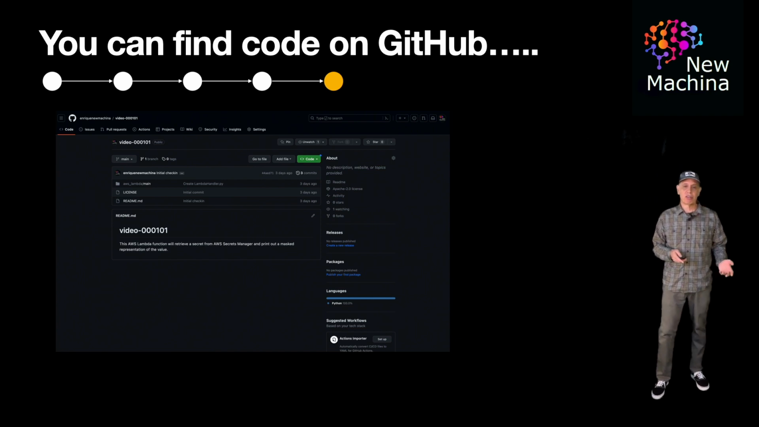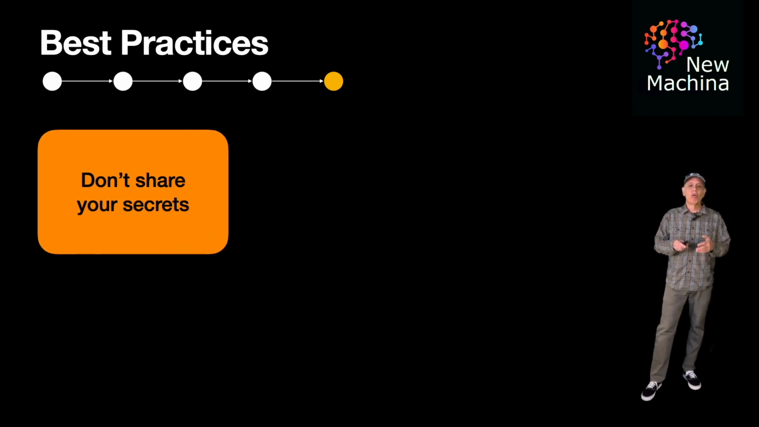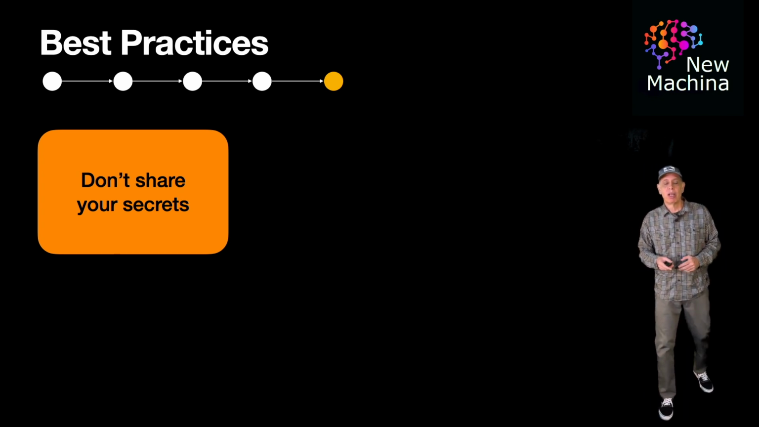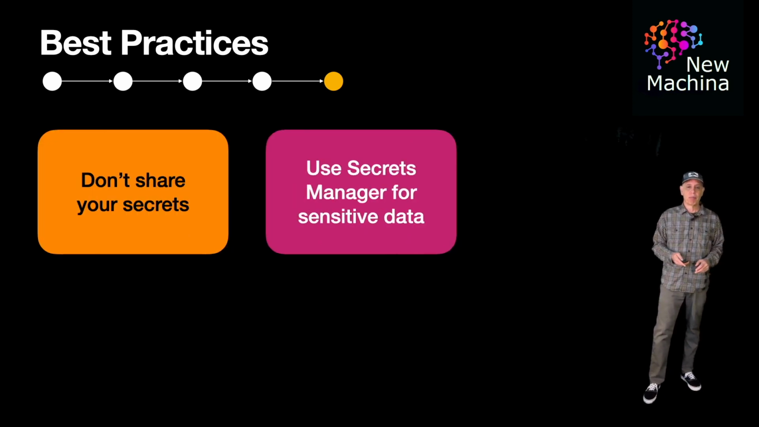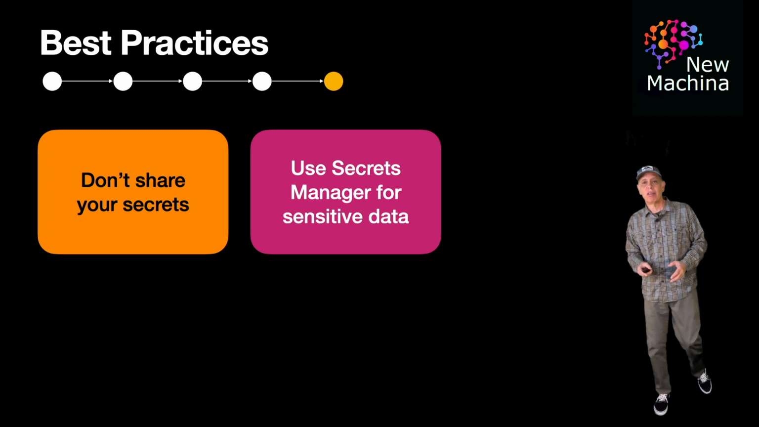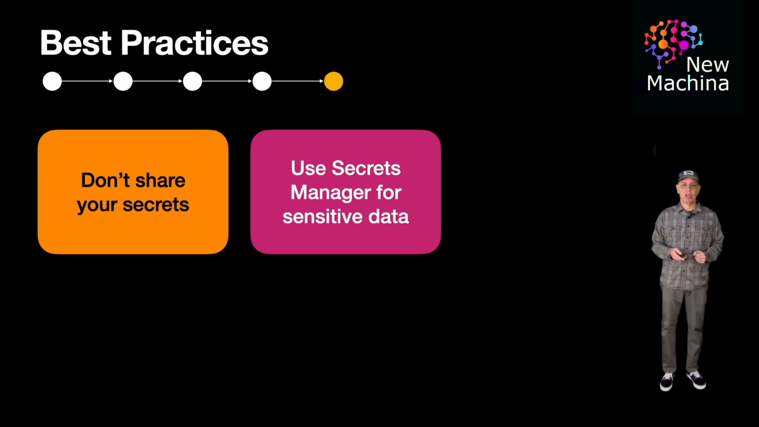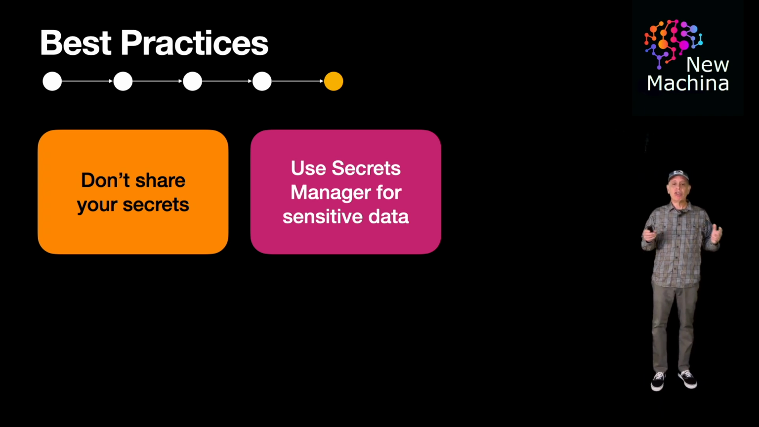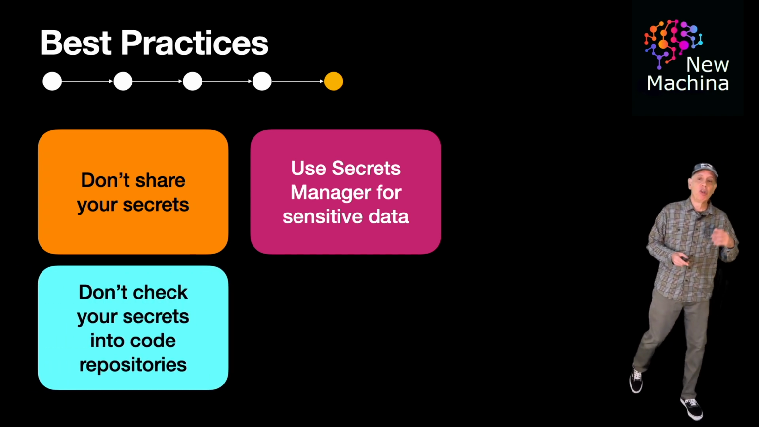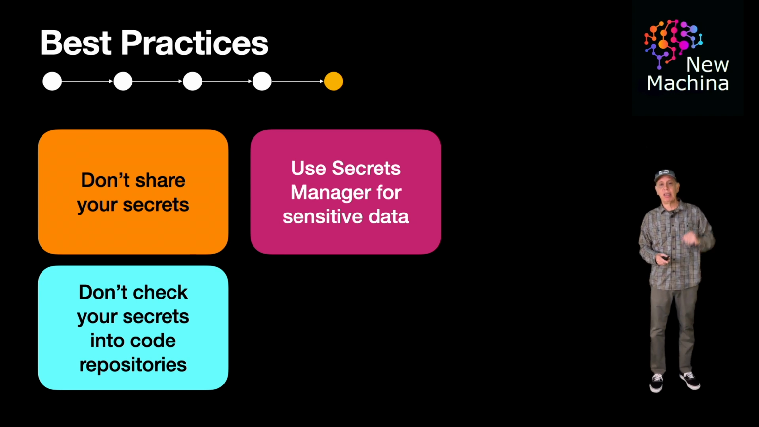So now let's cover some best practices. Don't share your secrets. They're called secrets for a reason. If you do, people might use them in a way that's inappropriate. So protect your secrets. Use a secrets manager for storing sensitive data. This is the best way to protect your secrets. Don't check your secrets into a code repo like GitHub. If you do, anyone with access to that repo can see that sensitive data.